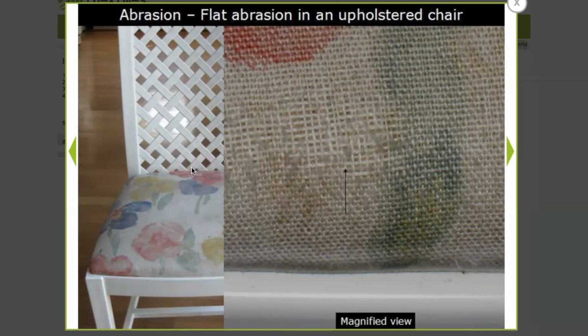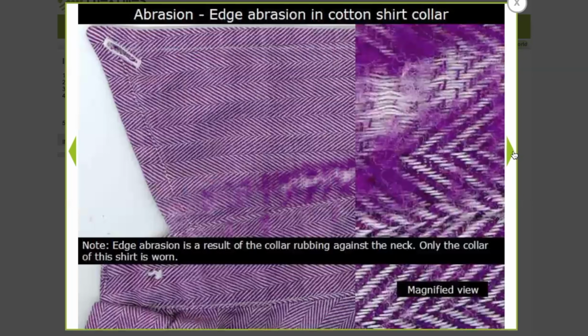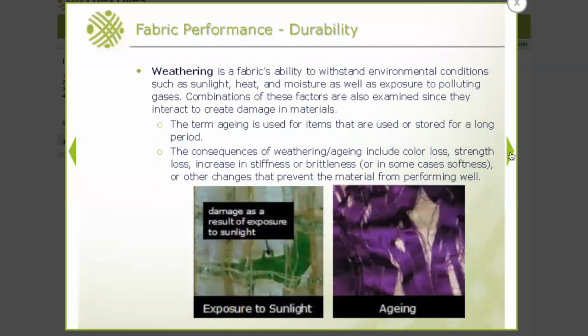For example, on a chair, if you keep sitting on it, you're rubbing on it. And if it doesn't have good abrasion resistance, the more you sit on it, the more it's going to start breaking, right? Or wearing out. This is a shirt. The neckline is rubbing against your neck all the time and it starts wearing off. And this is a magnified view of this here. So you can see it's just rubbing off.